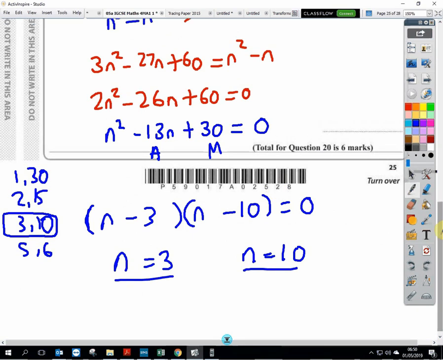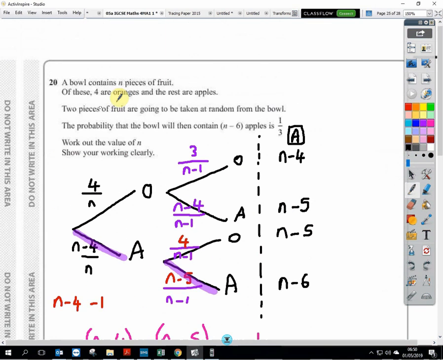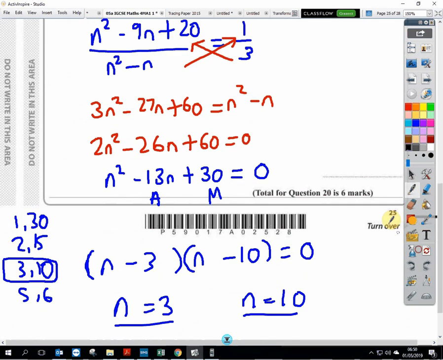Now, one of these answers is usually negative, and then you disregard the negative. Here they're both positive, but n cannot be 3. There cannot be 3 pieces of fruit in the bowl if there are 4 oranges, because there's already more oranges than there are pieces of fruit. So it has to be 10.